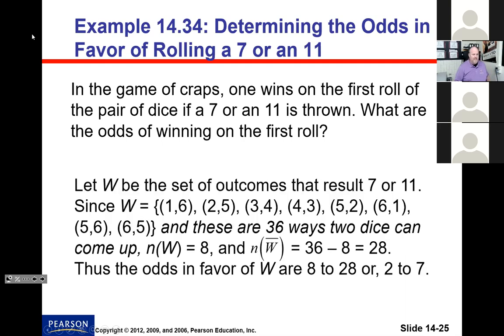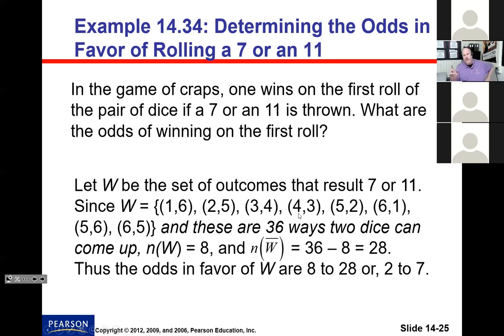So let W be the set of outcomes that result in a 7 or 11. So here's all the possible outcomes. This is our sample space. 1 and 6, 2 and 5, 3 and 4, 4 and 3, 5 and 2, 6 and 1, 5 and 6, 6 and 5. Those are all the possibilities if you chuck two dice that form a 7 or 11. How many outcomes is this? 8, right?